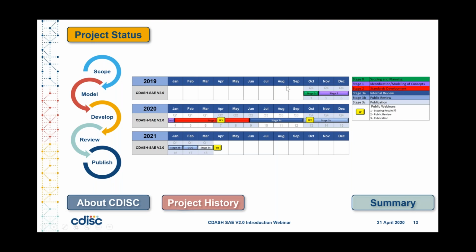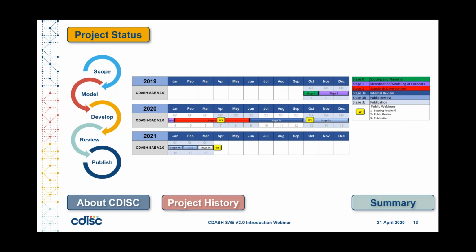So here are the current timelines. As you can see, we're at April 2020, and this is webinar 1. This is really focusing on giving an idea of what the project is about before we go into public review, just to make people aware of the project and what's coming up. So we're anticipating mid-June to finish the standards development.